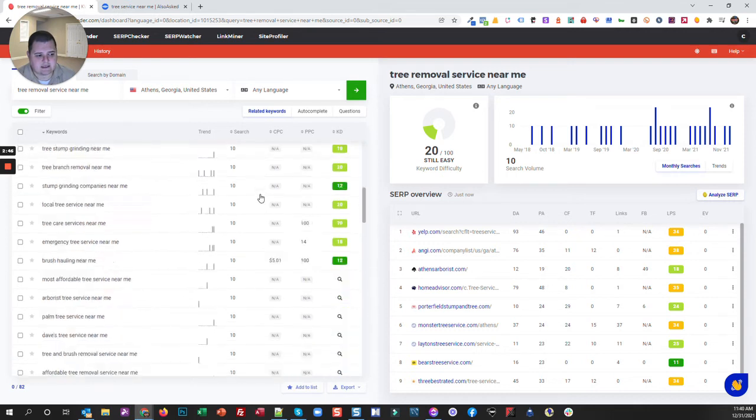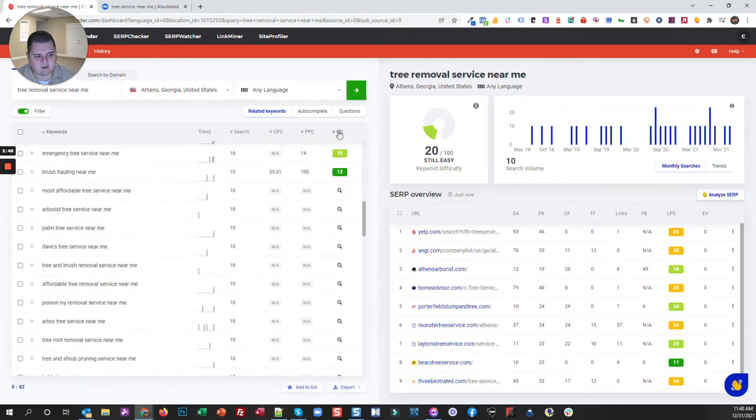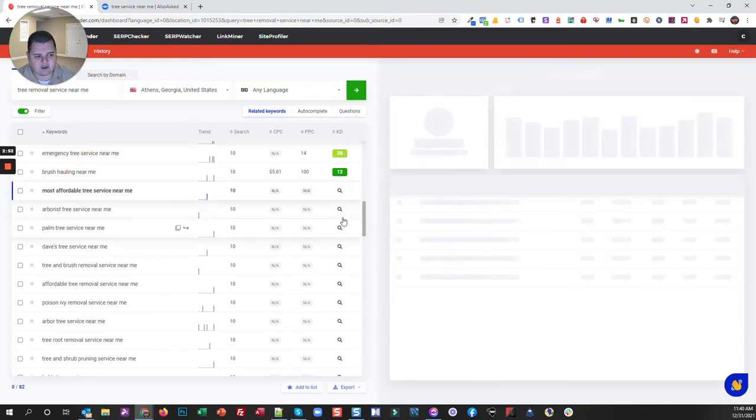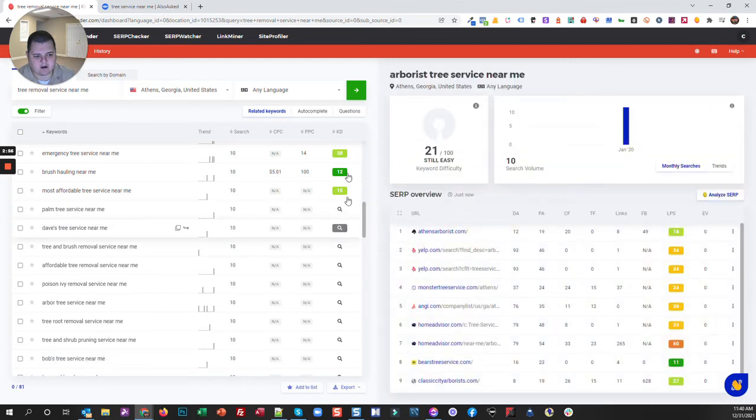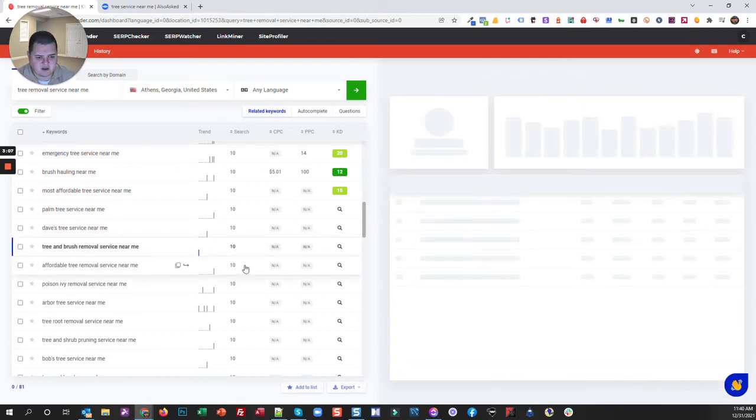Next thing is, we'll come back to this because you see keyword difficulty, sometimes it doesn't have it. You've got to click it, and if you click it, it'll do the scan for you. So if I were to try to set my filter prior to clicking all of these, then I would end up filtering these out if I set a minimum or a maximum. So Dave's tree service, I don't need. Tree and bush removal service. You can come through and you can see any of them that you're interested in.